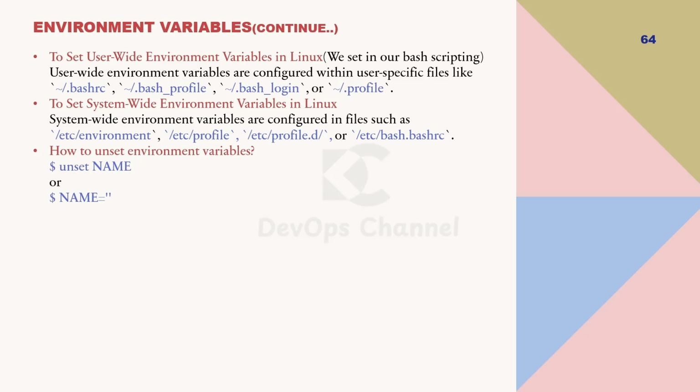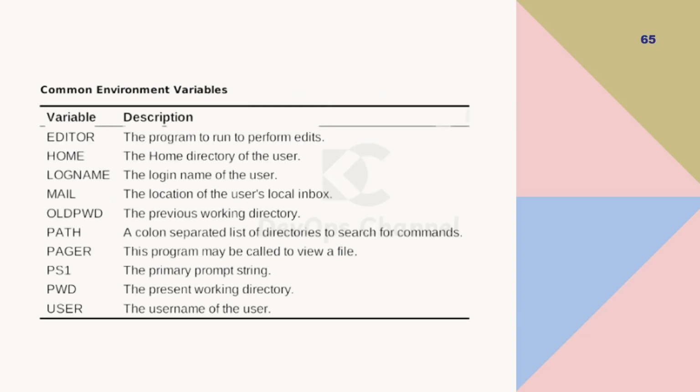Now let's discuss some common environment variables. These are some common global environment variables. EDITOR will tell you what your environment's default editor is. Then you have HOME, USER, PWD, and PATH. The important ones are HOME and PATH. USER is also one of the important ones. So let's move on to our Ubuntu VM and get some practice with this.